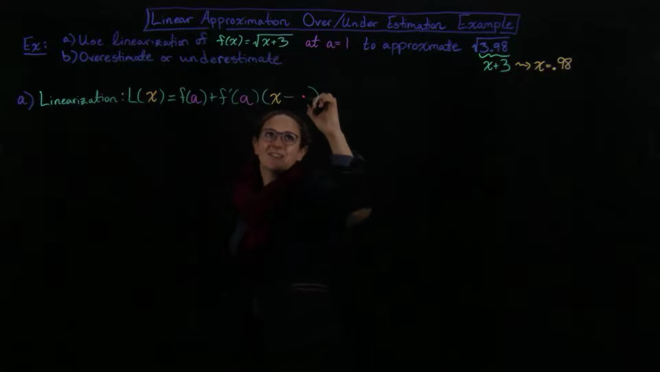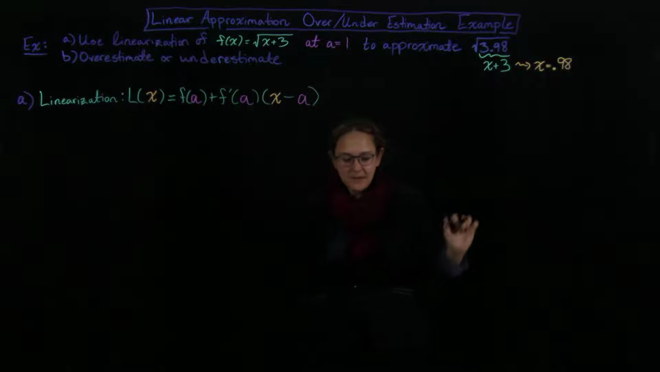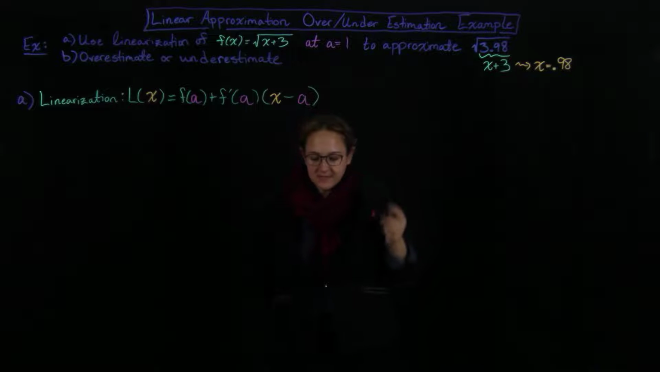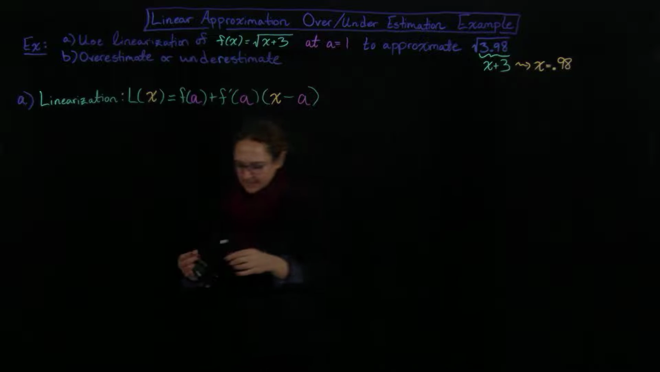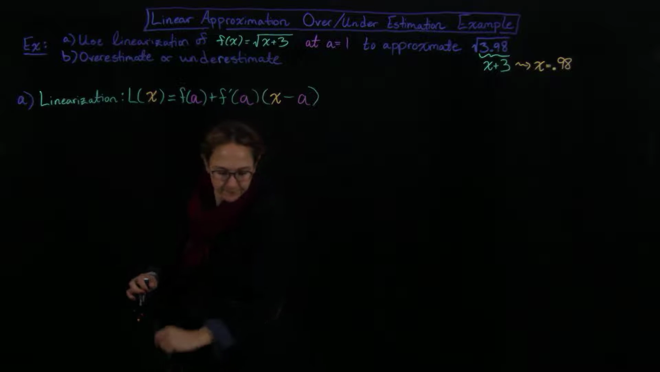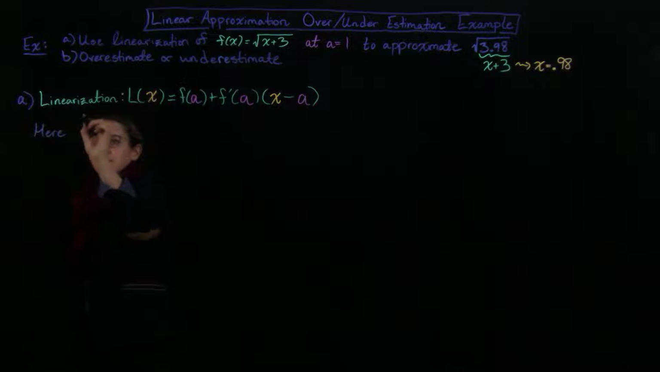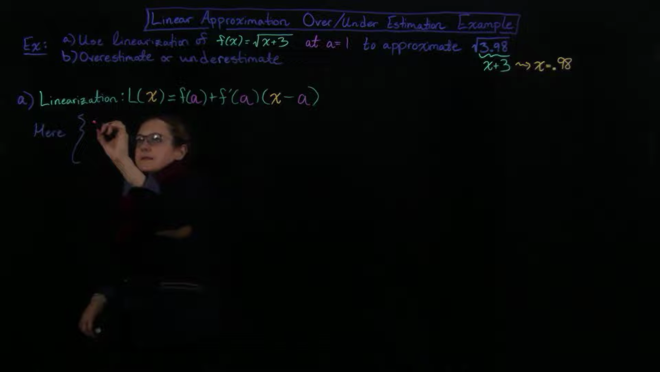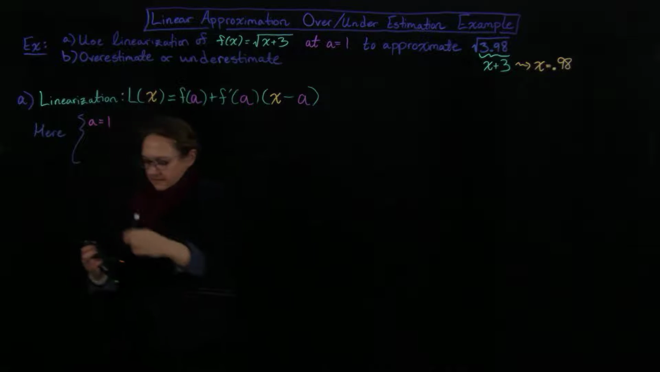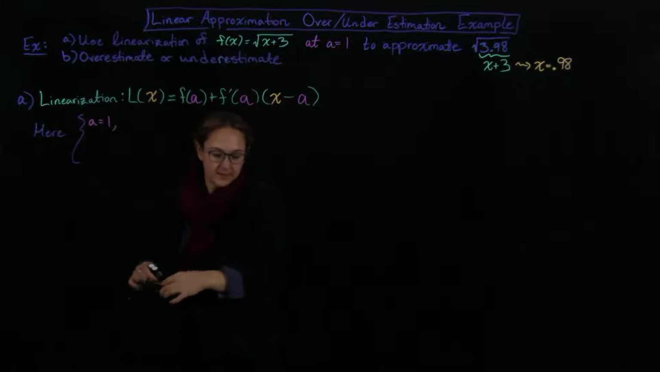Knowing that we're going to need to compute everything with this a, we want a value that's close to 0.98 which is easy to compute. So we're going to choose a equals 1. So for us, a equals 1, because that's a value that's close by to 0.98 and easier to compute, and x equals 0.98.